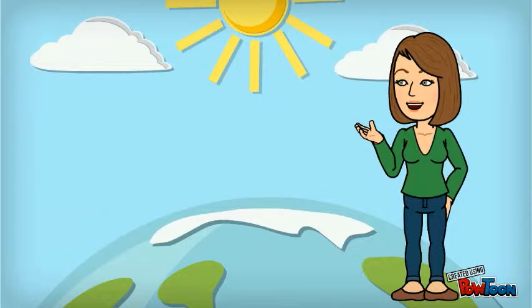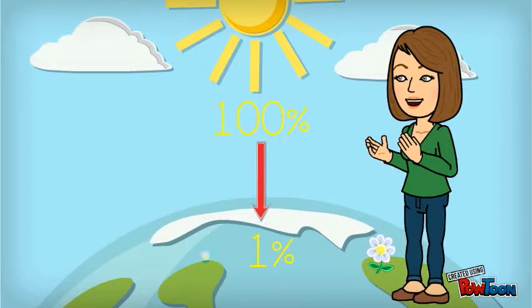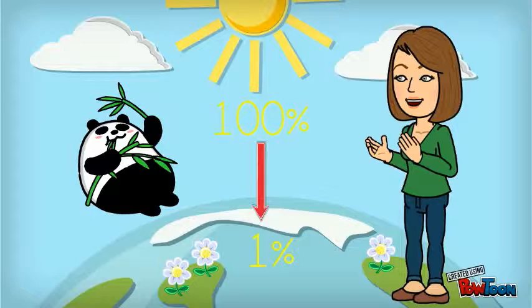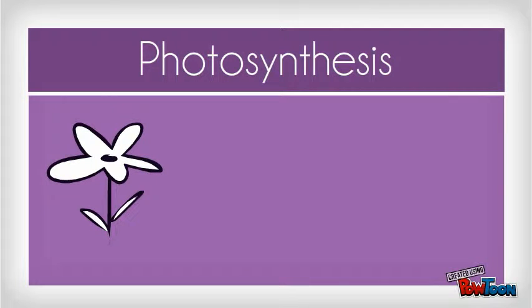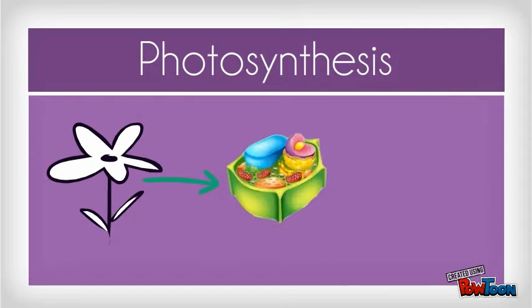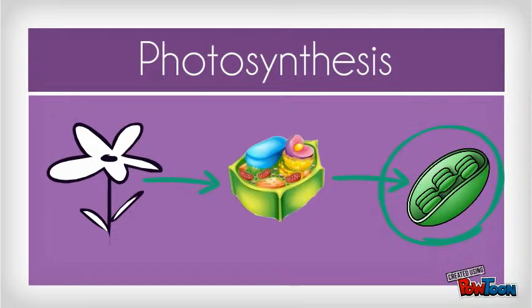Only a small percentage of this solar radiation enters Earth's ecosystems through photosynthesis, a process in which plants convert the sun's energy into a form that plants and animals can use. Photosynthesis is a complex series of chemical reactions that take place in the chloroplast of the plant cell. The chloroplast is a double-membrane organelle that contains a green chemical pigment called chlorophyll.